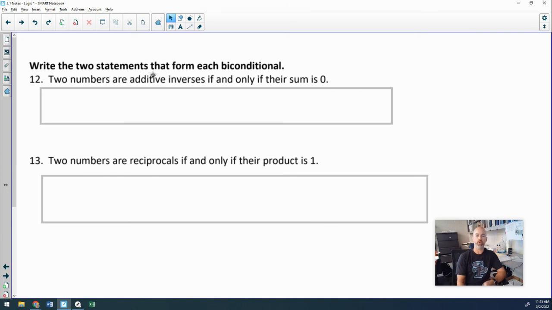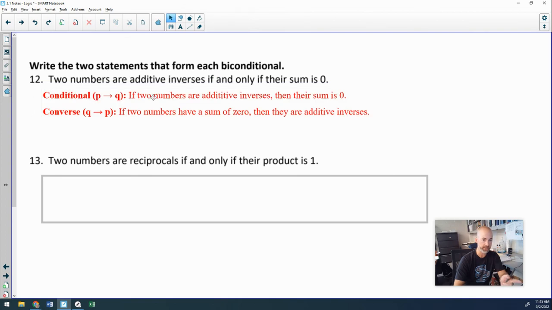Write the two statements that form each biconditional. So here's a biconditional, and we're going to write the two conditional statements that led to the biconditional. Two numbers are additive inverses if and only if their sum is 0. Okay, so the way you would write that is two conditionals: first the P then Q. If two numbers are additive inverses, then their sum is 0. And then you flip that. If two numbers have a sum of 0, then they are additive inverses. And remember that for all conditionals, you must literally have the if and then written in your sentence. If you don't have if and then, it's not a conditional. So do remember, you must have those written.